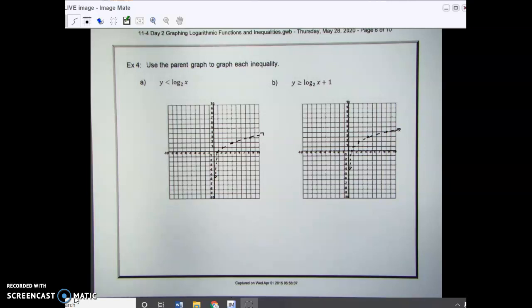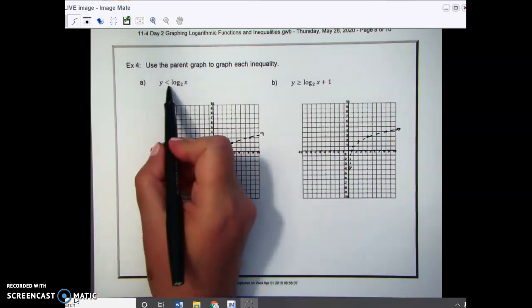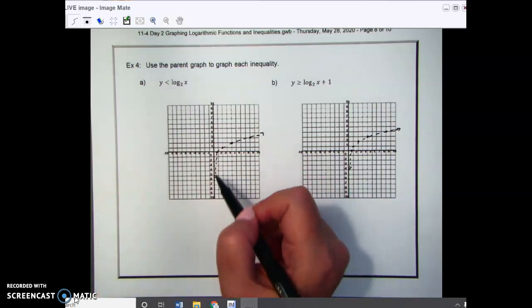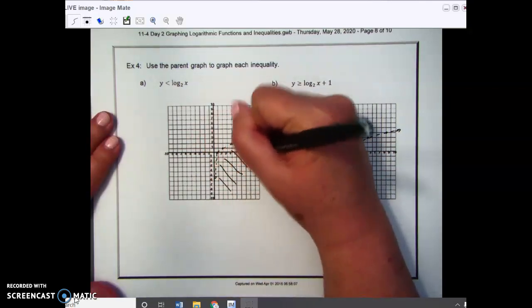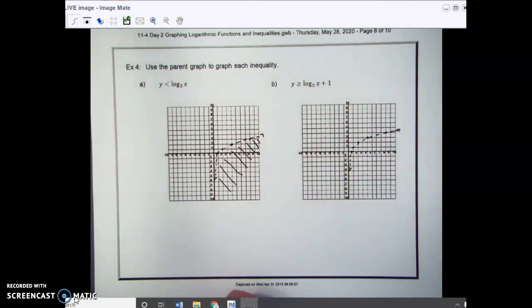All right, so if we take a look at the first one, less than means that the graph itself is not part of the solution. And less than means shaded under the graph. So all the y values have to be below the graph. And so that would be the completed version of that.